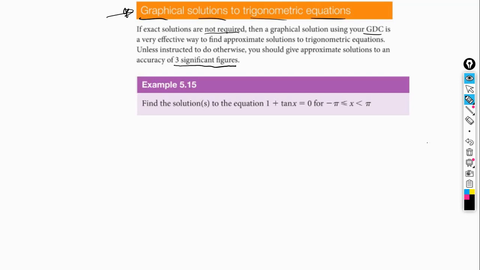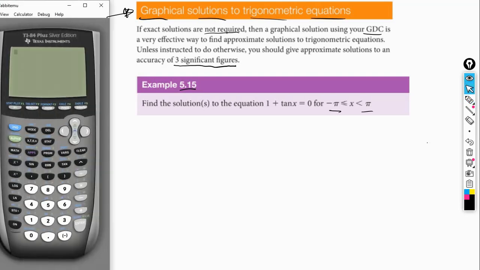So if we take a look at example 5.15, it says, find the solution or solutions to the equation 1 plus tangent of x equals 0 for the interval between -pi and pi, not including pi. So we could rearrange this and make it tangent of x is equal to -1, but that's unnecessary. We'll just go straight to the GDC. So what we want to do here is go to y equals and simply enter the function 1 plus tangent of x.